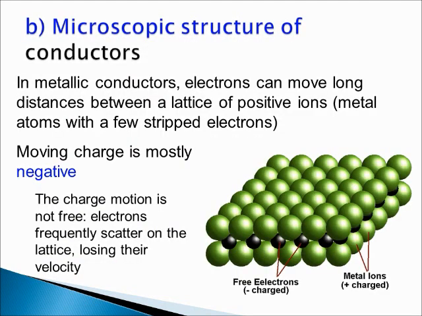In contrast, in metallic conductors, electrons can move long distances between a lattice of positive ions, which are metal atoms with a few stripped electrons. Moving charge in conductors is mostly negative. Only electrons move substantial distances inside conductors. The charge motion, however, is not entirely free. As electrons move between the atoms of the lattice, they frequently scatter on atoms and lose most of their velocity.